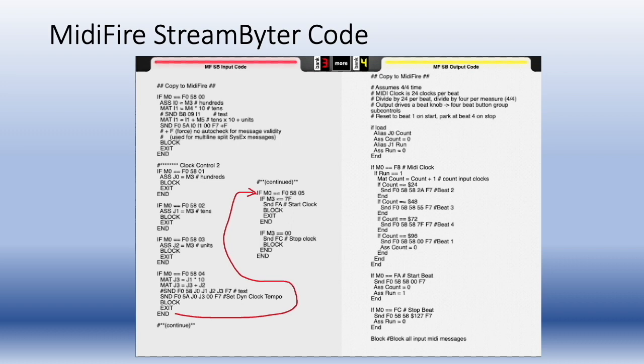The first if end is only used for the slider clock control. The if end code for F0, 58, 01 through 04 is used for clock control 2. Only one control code is required. The last if end, F0, 58, 05, is required for either control method.